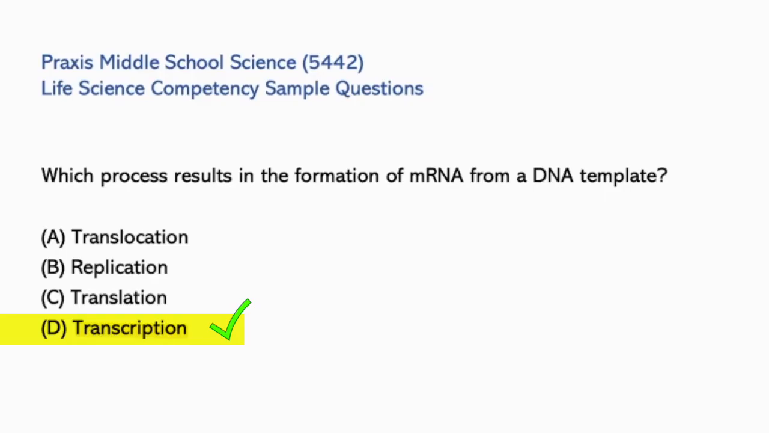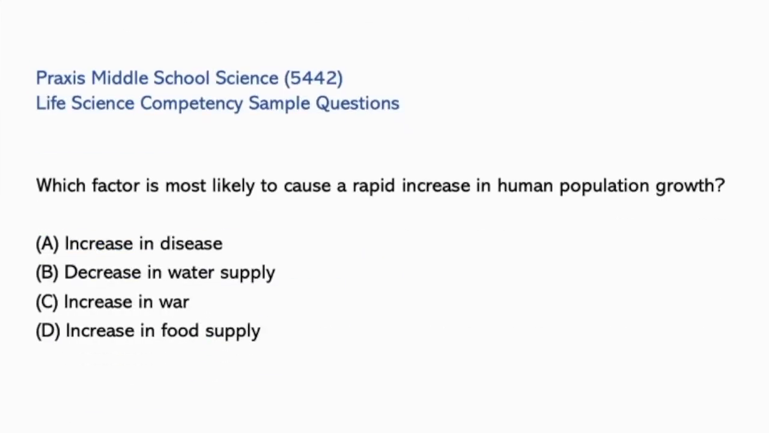enzyme RNA polymerase. Which factor is most likely to cause a rapid increase in human population growth? A. Increase in disease. B. Decrease in water supply. C. Increase in war. Or D. Increase in food supply. You should ask yourself, which option supports survival and reproduction?